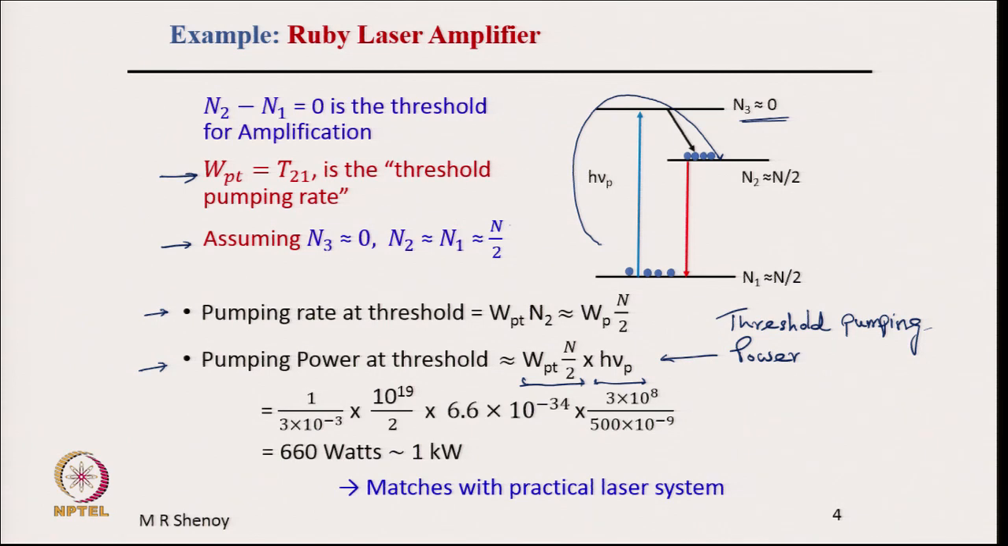So, we are now substituting W_p threshold. We had shown that it is equal to N2/T21, which is equal to 1 by tau L. This is N by 2, that is N2, multiplied by h, Planck's constant, into nu p, the pump frequency, which is c by lambda. Lambda we have assumed to be 500 nanometer, and therefore, this comes out to be 660 watts, or of the order of 1 kilowatt. So, this matches with that of practical systems.